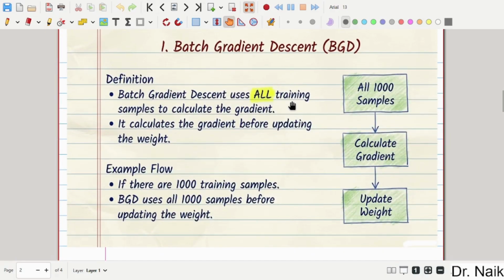Batch gradient descent. Batch gradient descent uses all training samples to calculate the gradient. It calculates the gradient before updating the weight. For example, if there are 1000 training samples, batch gradient descent uses all 1000 samples before updating the weight. So it uses all 1000 samples, calculates the gradient, and then updates the weight.